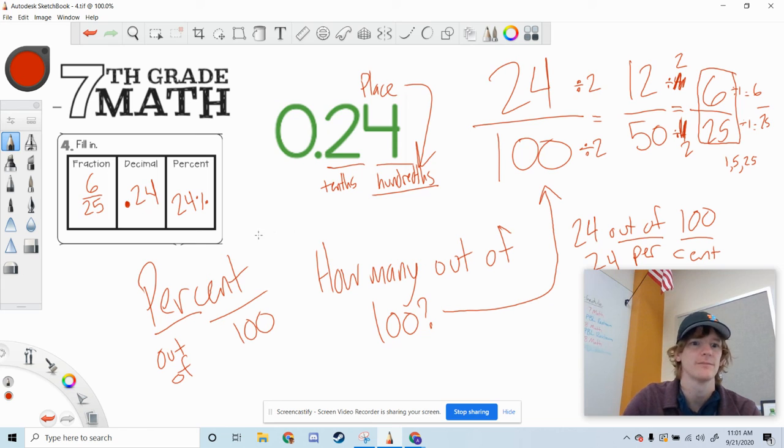Anytime we have a decimal like this, percent is a super quick conversion because you just move that decimal to the right by two places. Okay, 24 out of 100, 24%, and 24 hundredths are all the same thing. So there you have it, number 4.